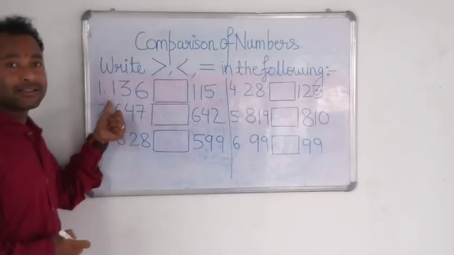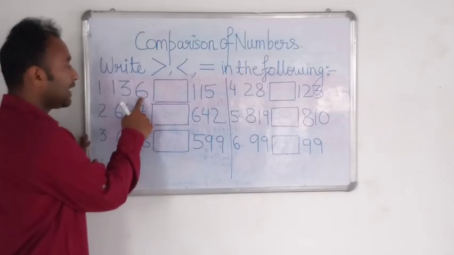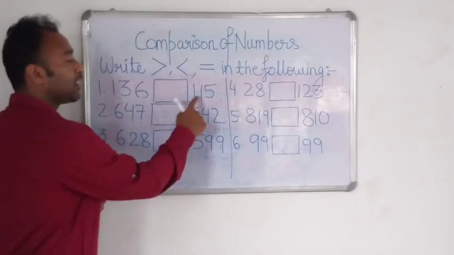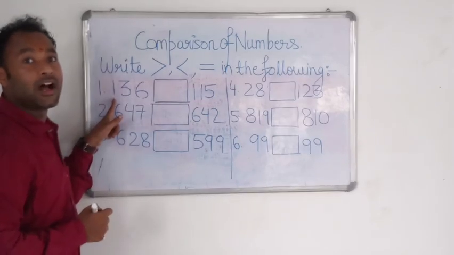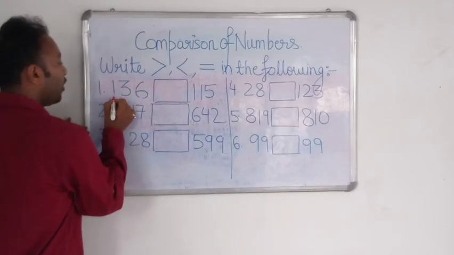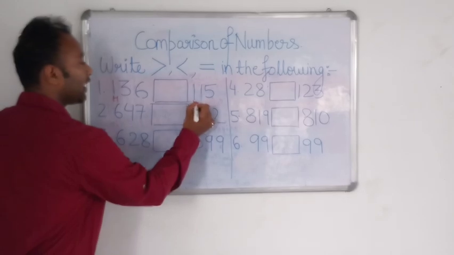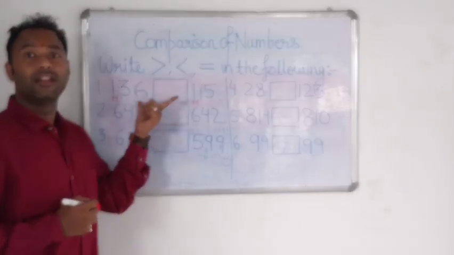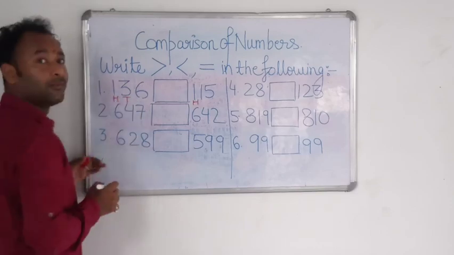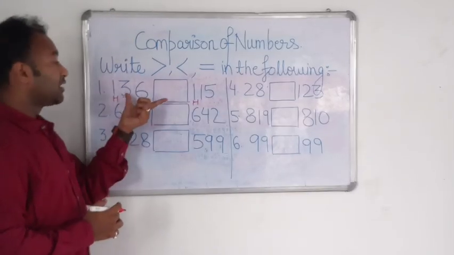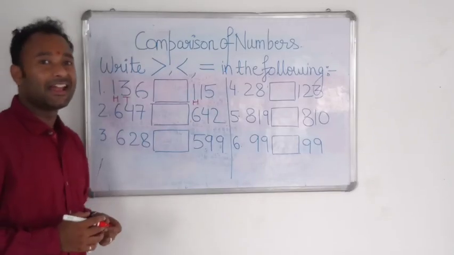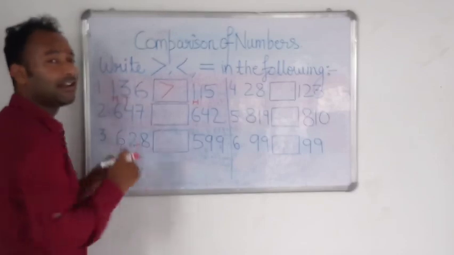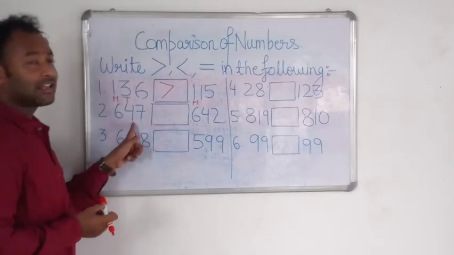So now in this first part it is written, 136 is what with 115. I have already told you that whenever 3-digit numbers are there, first you will compare the hundreds place. So here in hundreds position it is written 1, and in hundreds position here again it is 1. So now when the hundreds position is same, you will compare the tens position. In tens position it is 3, and here it is 1. So which one is greater, 3 or 1? Yes, the greater is 3. So you will say that 136 is greater than 115.